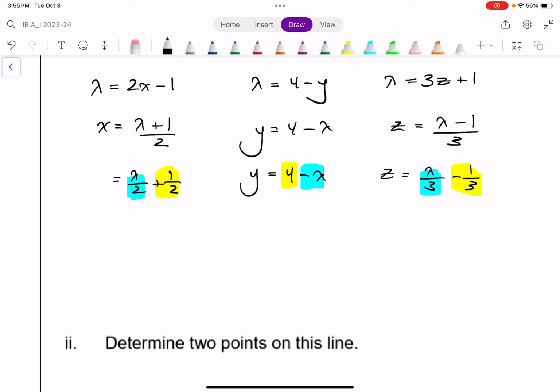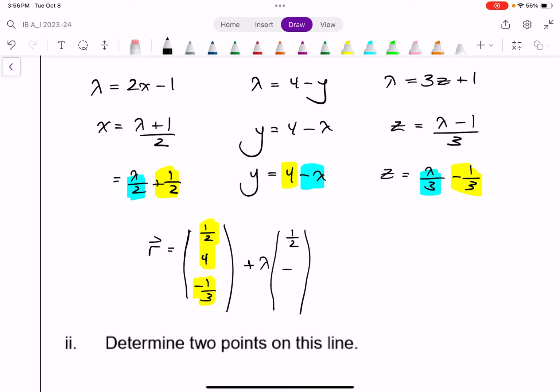So now I can see, okay, vector r must have had a position vector, or one possibility is 1/2 for the x, 4 for the y, and -1/3 for the z, plus lambda times the coefficients of all these lambdas. So 1/2, -1, and 1/3. And again, if I just look at this in reverse, we'll see it works. For example, for x, I get 1/2 plus lambda times 1/2, which is what we see right there.